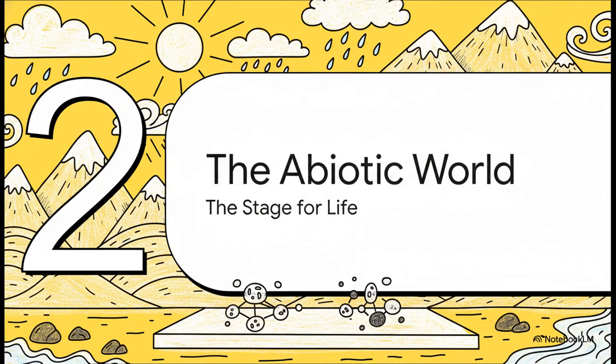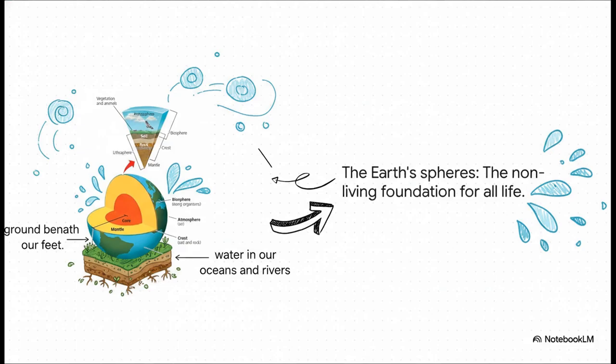All right, so let's dig into that first component, the abiotic, or non-living world. A really great way to picture this is as the physical stage where the entire drama of life plays out. Now, this abiotic stage isn't just one big, flat thing. It's actually made up of these distinct layers, or spheres. You've got the solid ground, all the water on the planet, and the very air we breathe. And together, these non-living spheres create the foundation for every single living thing.